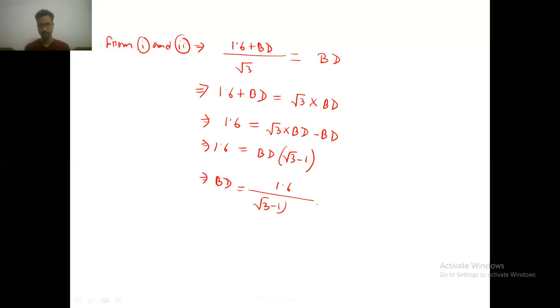Now see, you can multiply it how? Because you have to rationalize the denominator, multiply both the numerator and denominator by root 3 plus 1. Yes or no?